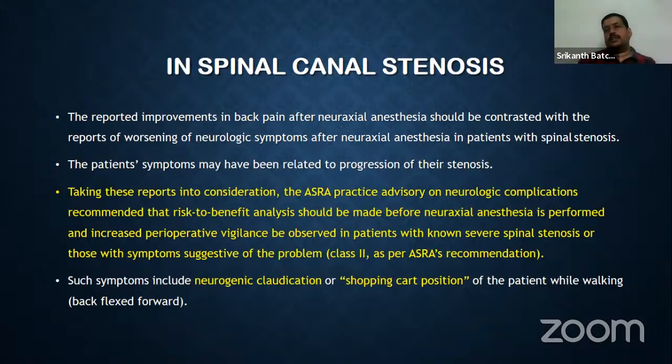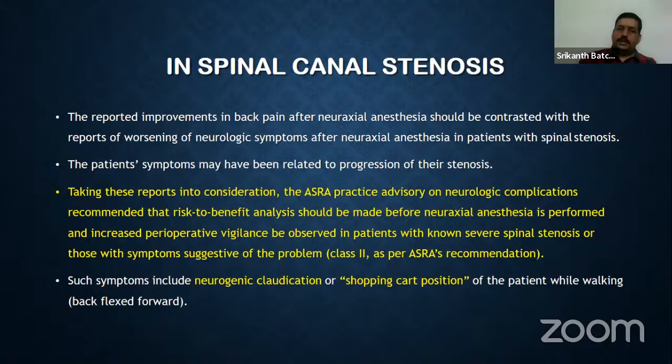So when you are proceeding with a spinal or epidural anesthetic, you should definitely be more careful. And the patient's symptoms may have been related to progression of their stenosis also. But as we all know, when some surgery or some anesthesia happens, even though the things that happen post-operatively may be because of the natural progression of their disease, obviously the fingers will point towards the surgeon and the anesthetist, and again the surgeon's finger will also be pointing towards you.